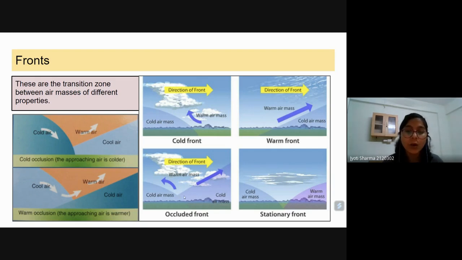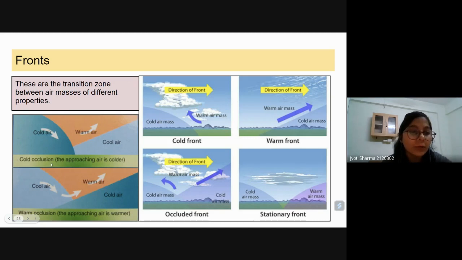Then the fourth is the occluded front. What happens in the occluded front? There is cold air mass here, and in between there is a warm air mass. In such a condition, the front that forms is known as the occluded front. This occluded front can be classified into two types: the first is cold occlusion, the second is warm occlusion.